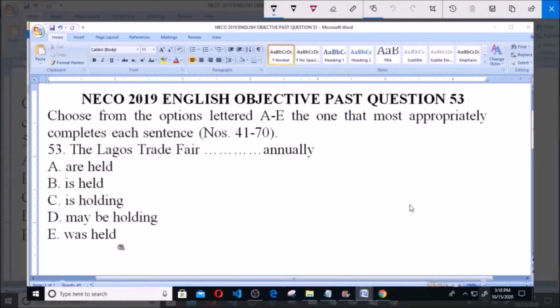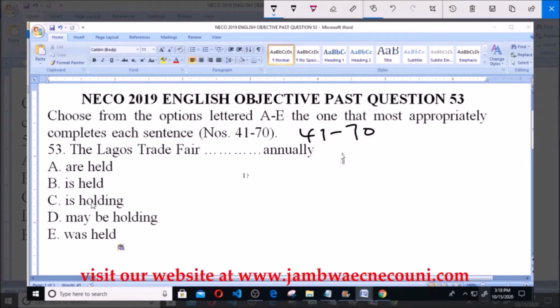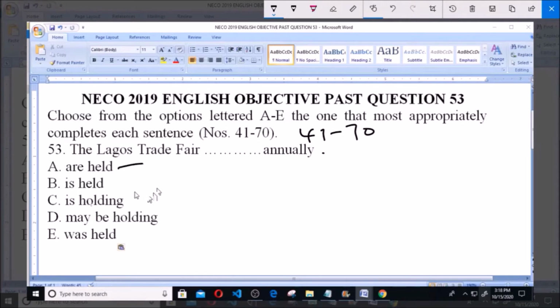Welcome, this is NECO year 2019 English objective past question number 53. The instruction says: choose from the options lettered A to E the one that most appropriately completes each sentence. This instruction is applicable to questions 41 to 70. In question number 53, the sentence says: the Lagos State Trade Fair dash annually. Option A is are held, B is held, C is holding, D may be holding, E was held.